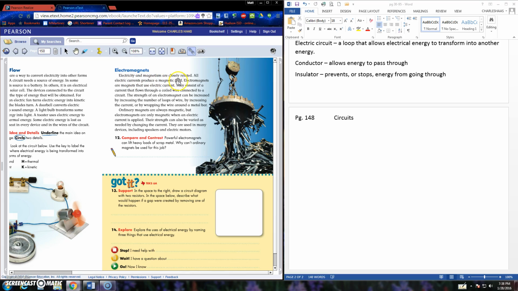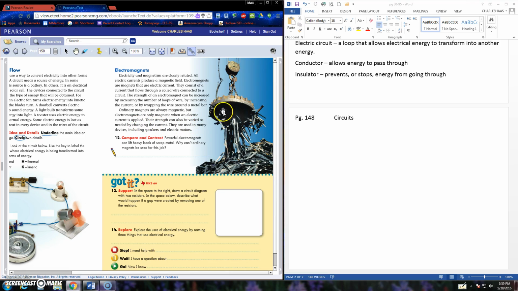Electricity and magnetism are closely related. All electrical currents produce a magnetic field. Electromagnets are magnets that use electrical current. They consist of a current that flows through a coiled wire connected to a circuit. The strength of an electromagnet can be increased by increasing the number of loops of wire, by increasing the current, or by wrapping the wire around a metal bar. Ordinary magnets are always magnetic, but electromagnets are only magnetic when electric current is applied.